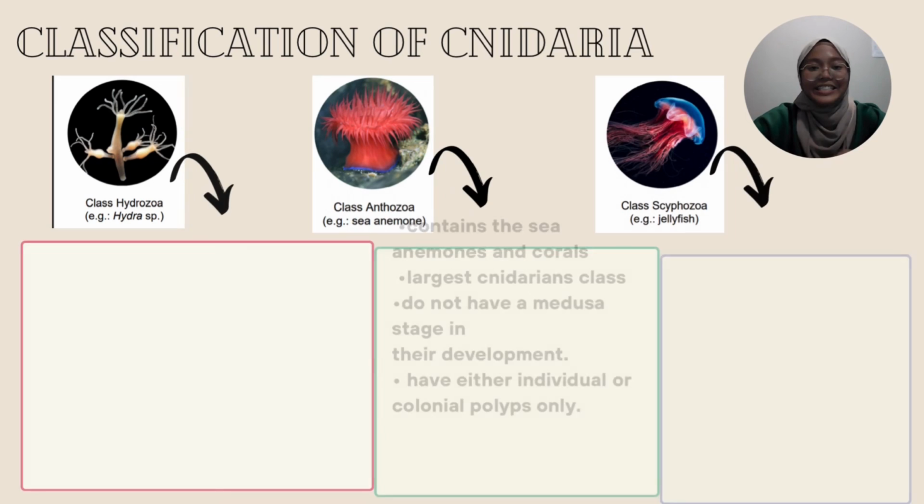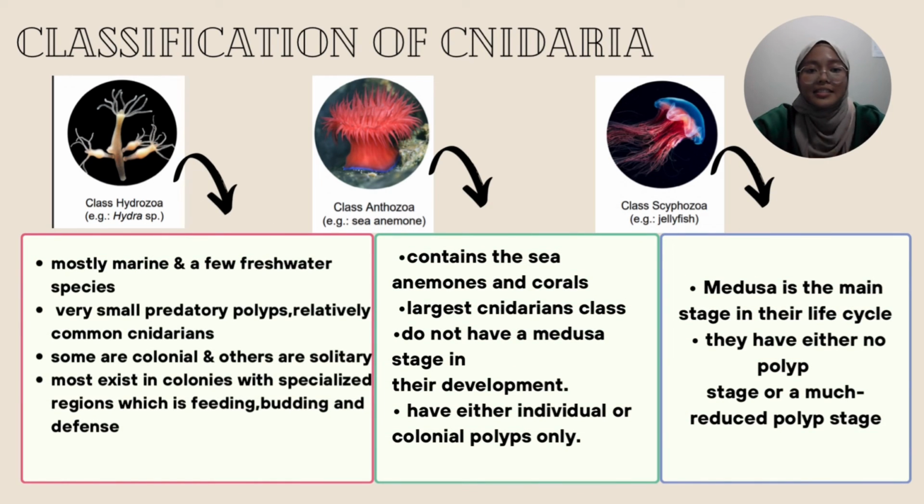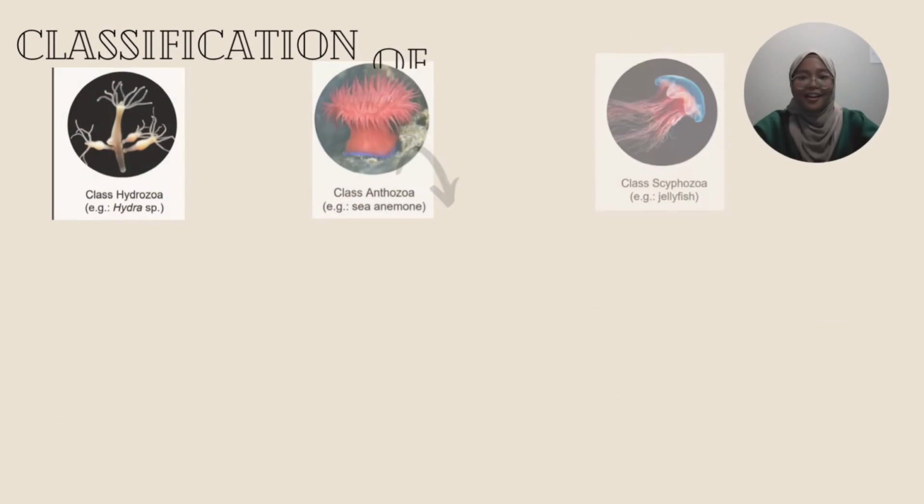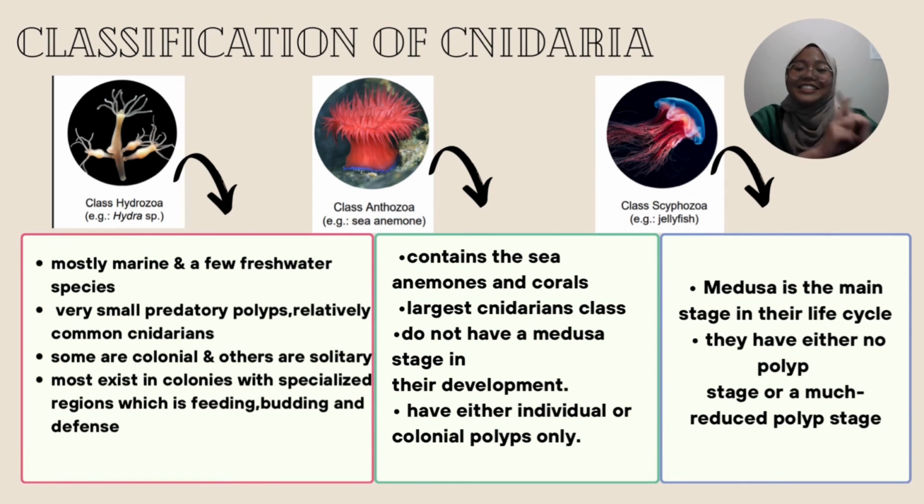Okay, next is the class Anthozoa, which contains the sea anemones and corals. It is the largest cnidarian class and does not have a medusa stage in its development. They have either individual or colonial polyps only. Okay guys, we're going to the last part, which is class Scyphozoa. The medusa is the main stage in their life cycle, and they have either no polyp stage or a much reduced polyp stage.